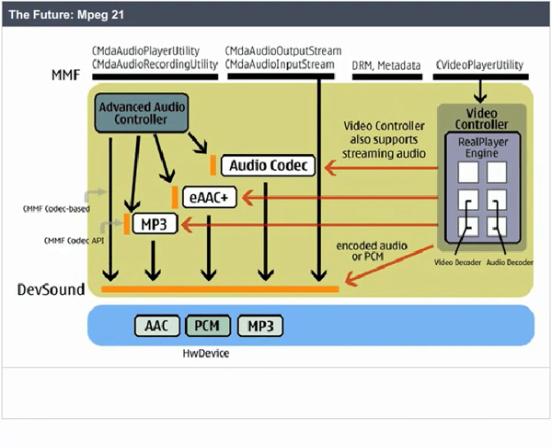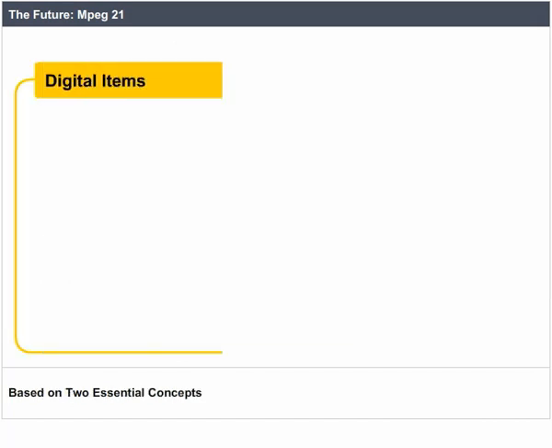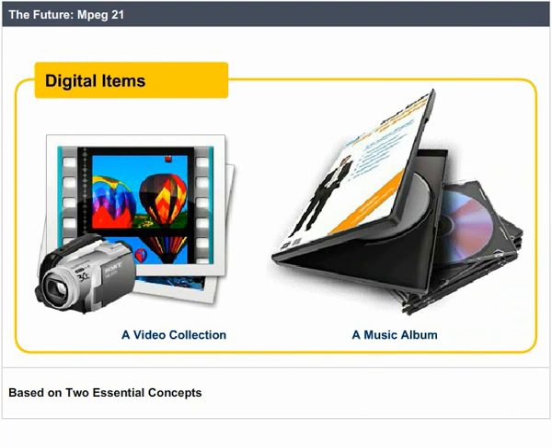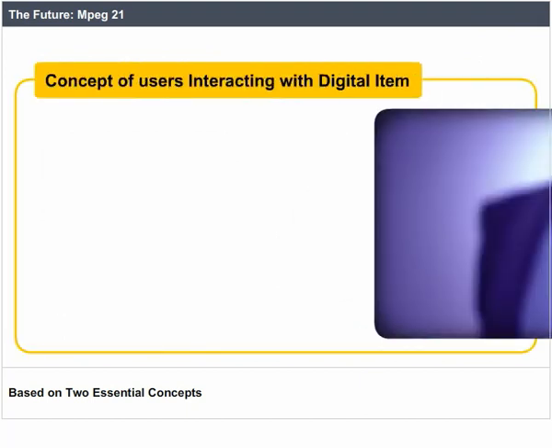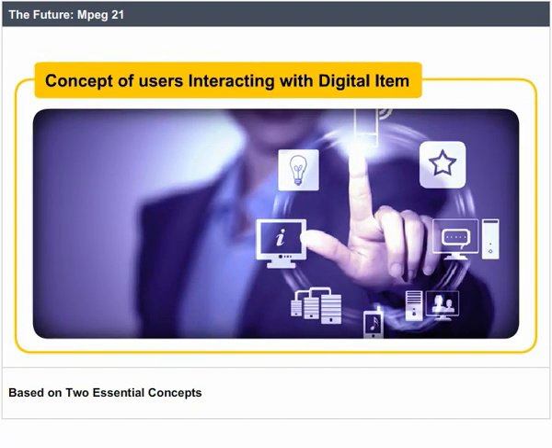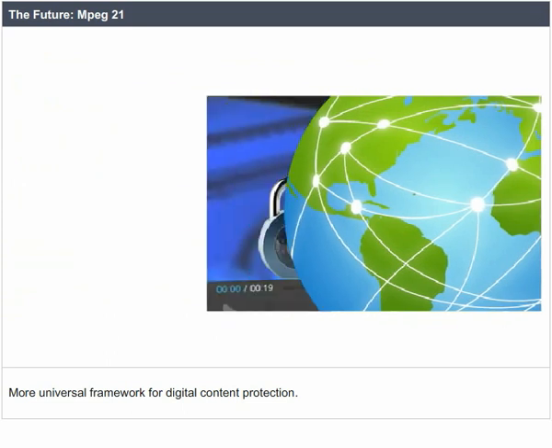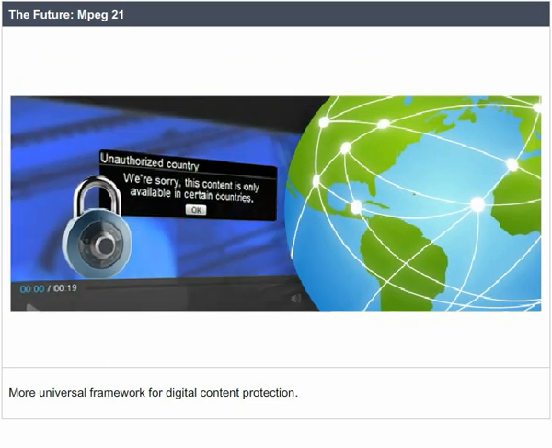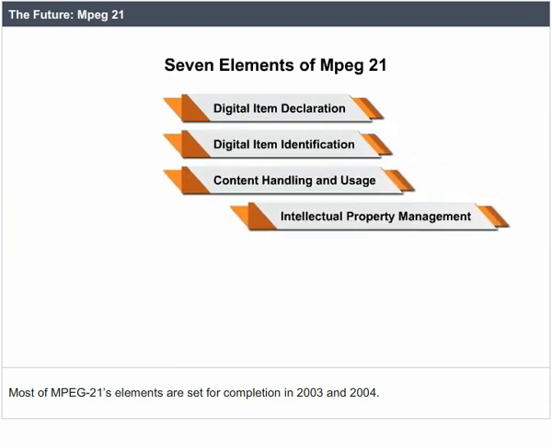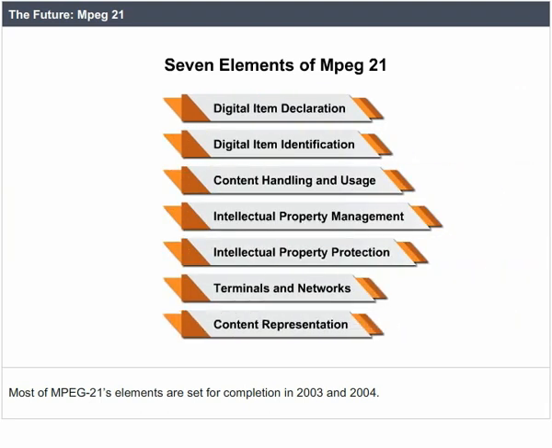The future of MPEG-21. A multimedia framework based on two essential concepts: the digital item, and the concept of users interacting with digital items. A more universal framework for digital content protection. Most of MPEG-21's elements are set for completion in 2003 and 2004.